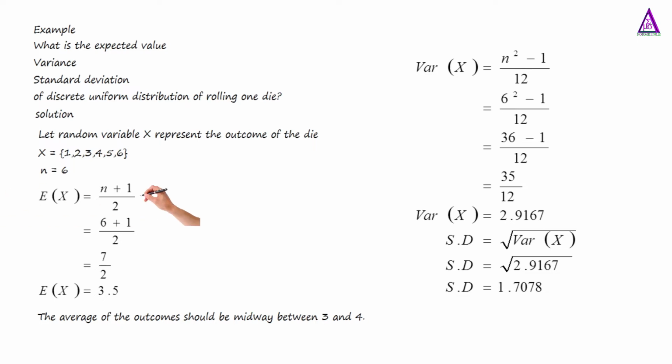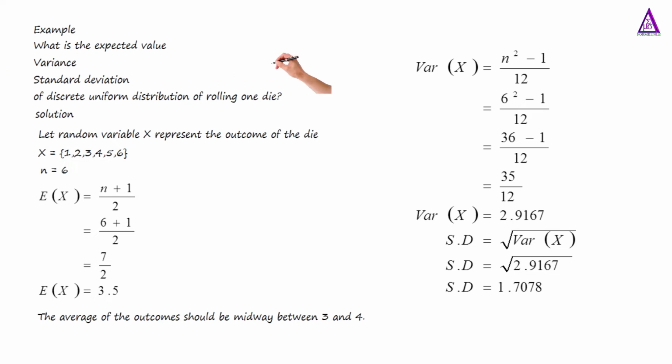So the expected value of x now equals (n + 1)/2 according to the proving, where our n is equal to 6. So we now have (6 + 1)/2. 6 plus 1 equals 7, divided by 2. So therefore our expected value equals 3.5. The average of the outcomes should be midway between 3 and 4.